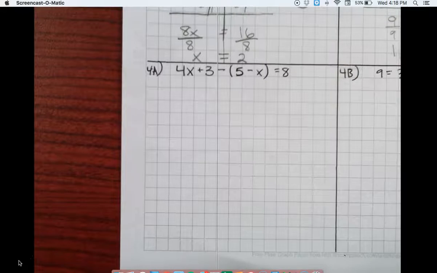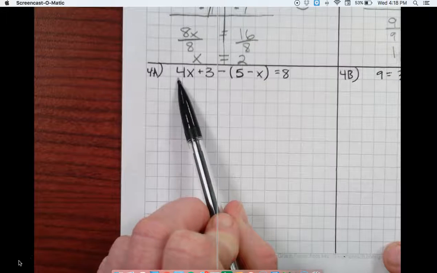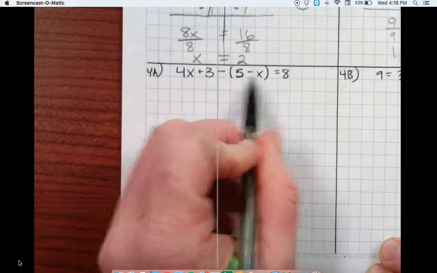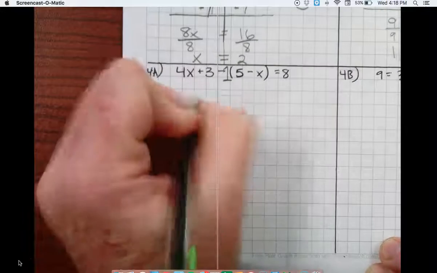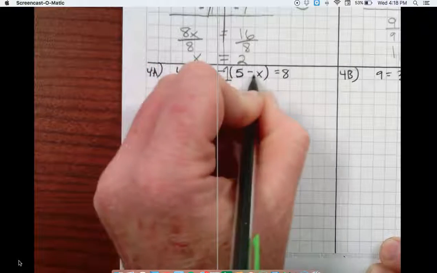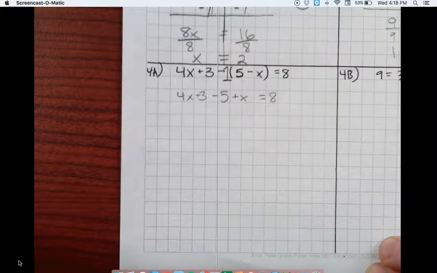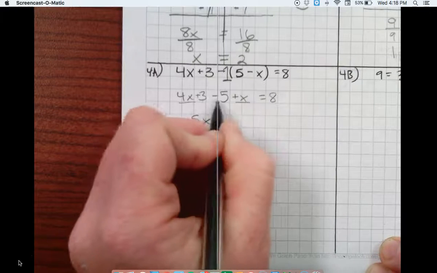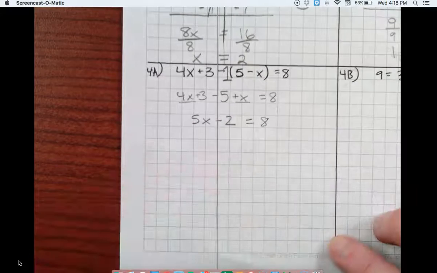Okay, 4a. Now this one, wow, this looks complicated. So we need to simplify this first before we try to isolate the x. So I have 4x plus 3, can't do anything with that. But here I have a negative and then a distributive property. There is a ninja 1 there. So this becomes 4x plus 3. And this is negative 1 times 5, which is negative 5. And negative 1 times a negative x, which becomes a positive x. Okay, now I need to make it simpler. Right, I have 4x and x, so that's 5x. 3 minus 5, it's negative 2, is equal to 8.